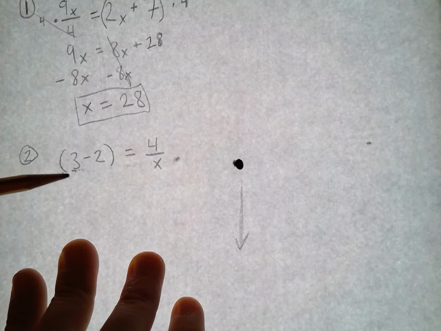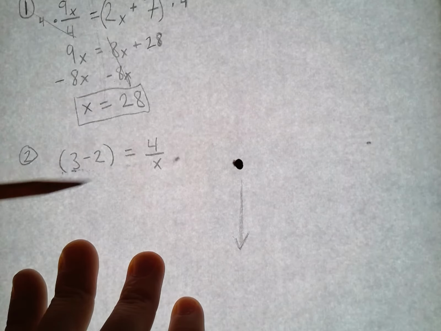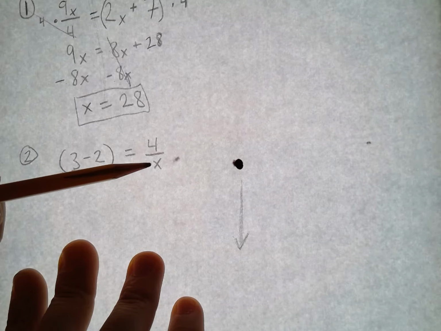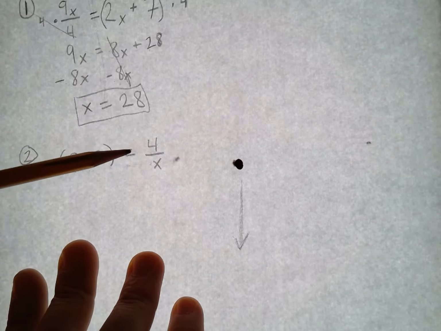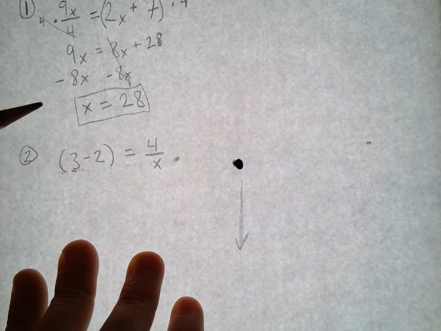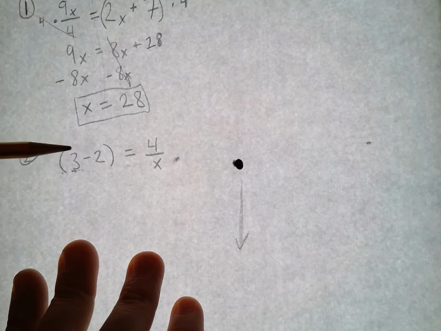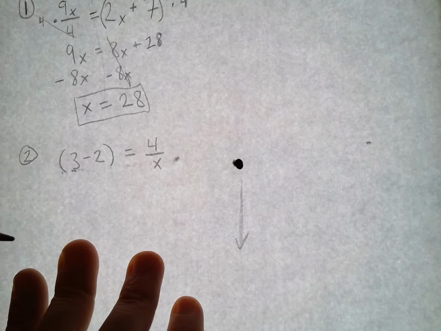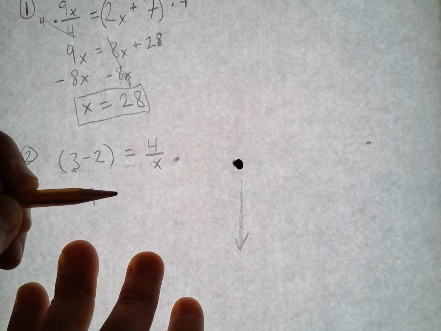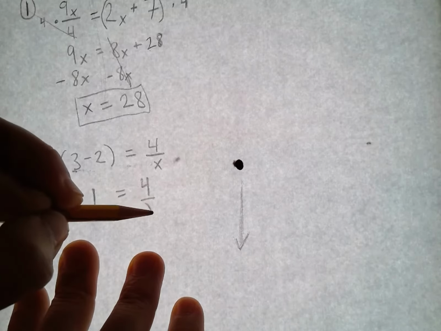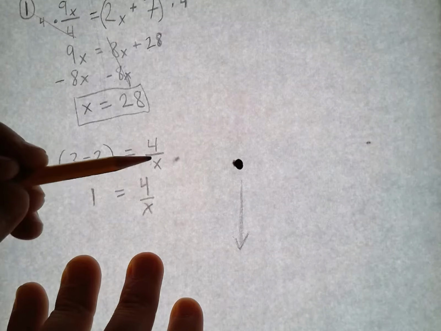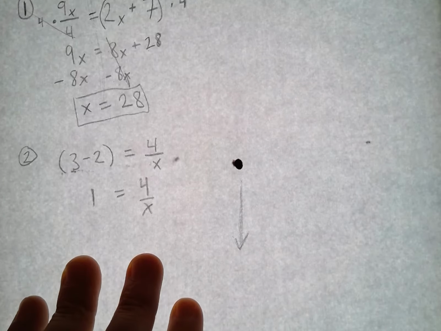I have only one x, or one side that has x's, and it's on the bottom of a denominator. It's on the bottom of a fraction. So for that, I usually want to get the x up and out of there, but I also am able to simplify on my left side first. So let's start by simplifying over here. 3 minus 2 is 1. So 1 is equal to 4 divided by x. I just simplified that side, didn't change anything to the right side.